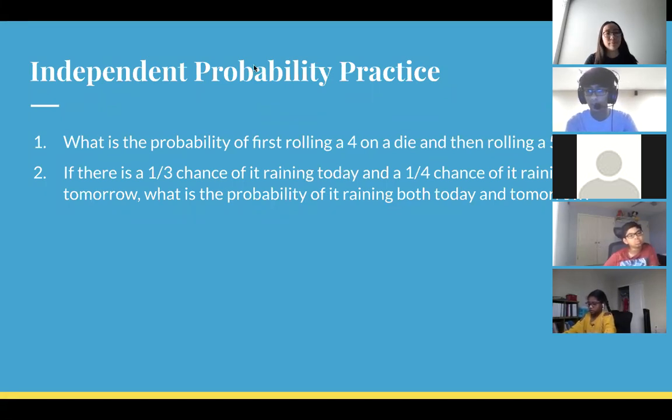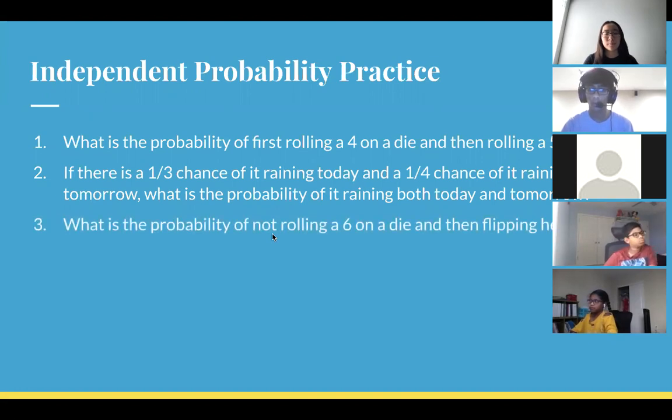Okay. And the answer here is going to be 1/12. That's because there's a 1/3 chance that it rains on the first day, and then there's a 1/4 chance it rains on the second day. So it's going to be 1/3 times 1/4, which is equal to 1/12, the probability of it raining both today and tomorrow.